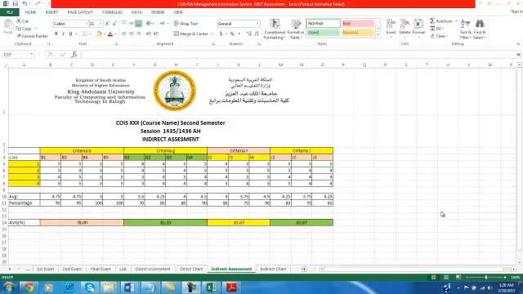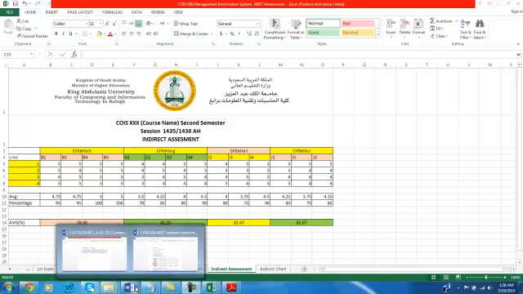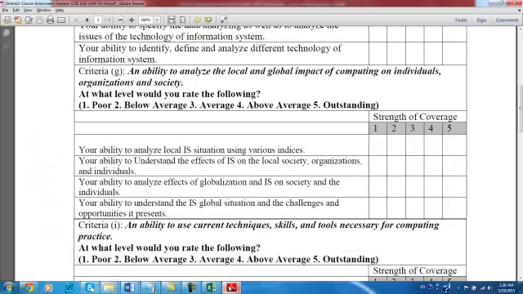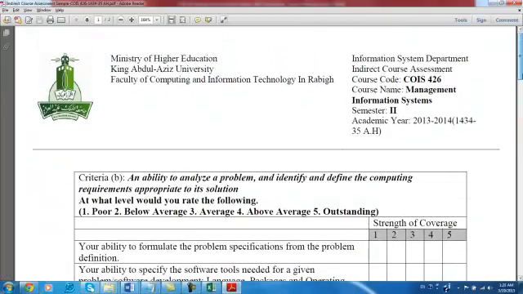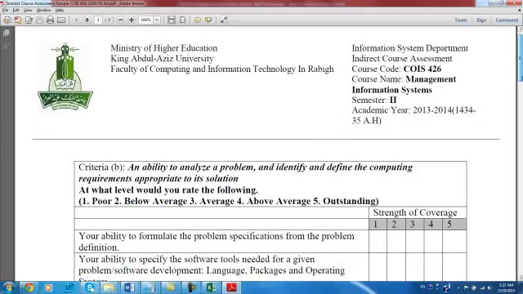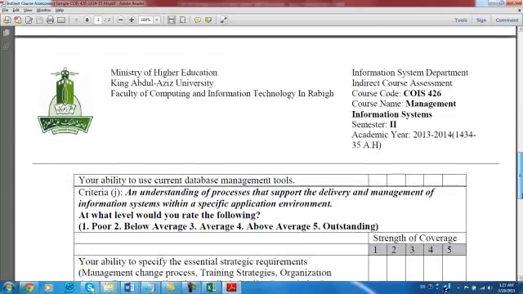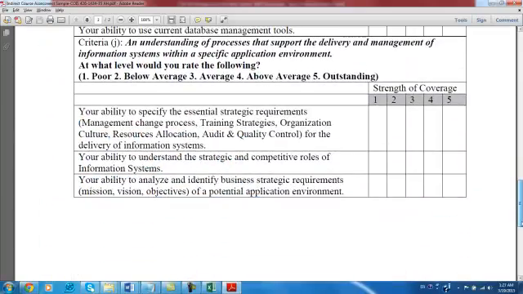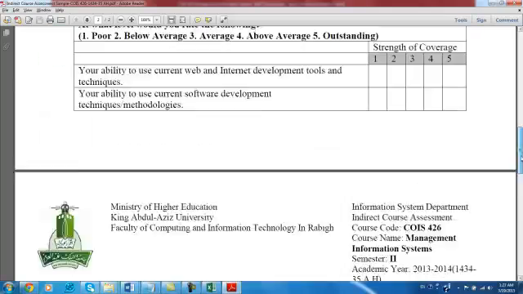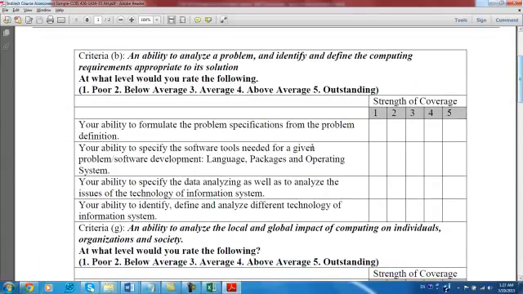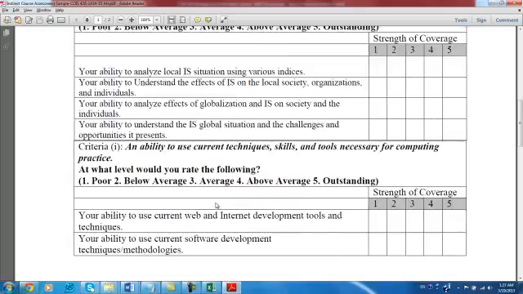Hello everyone. Basically, this is indirect assessment. For indirect assessment, we give the students survey questions for each course. Suppose this course has criteria B, G, I, and J. Each has some sub-questions like B1, B2, B3, B4. In this way, each has questions.